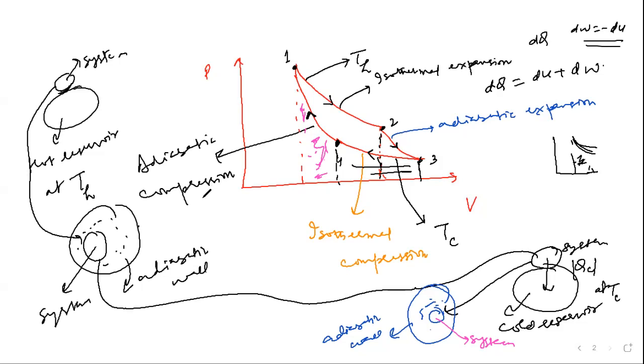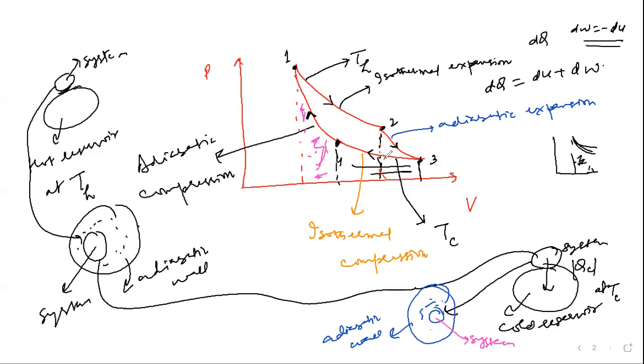Then the process is repeated. That means again we have to remove this adiabatic wall, bring our system in thermal contact with the hot reservoir, then it will expand, right? Reach 0.2. Then you have to remove this thermal contact, enclose our system in an adiabatic wall, allow it to expand adiabatically, right? It will do work, its temperature will decrease, it will become equal to the temperature of the cold reservoir, then the cycle goes on, right?